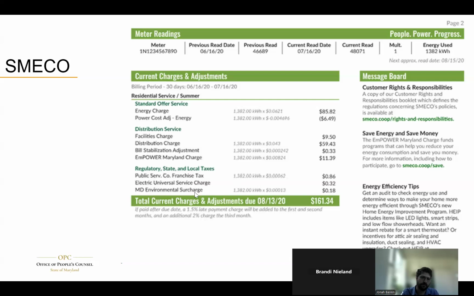And then the Maryland Environmental Surcharge. So that's the one that supports programs under the Maryland Energy Administration. Okay, and then after that, it's those total current charges and adjustments, the date that it's due. It also comes on here.